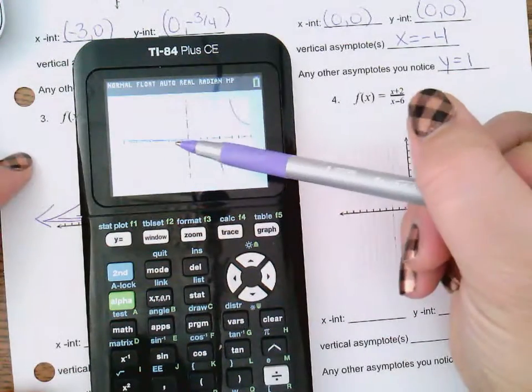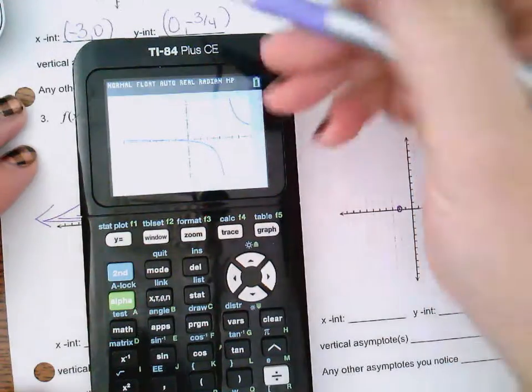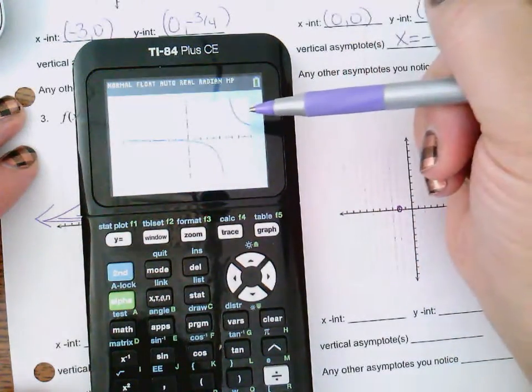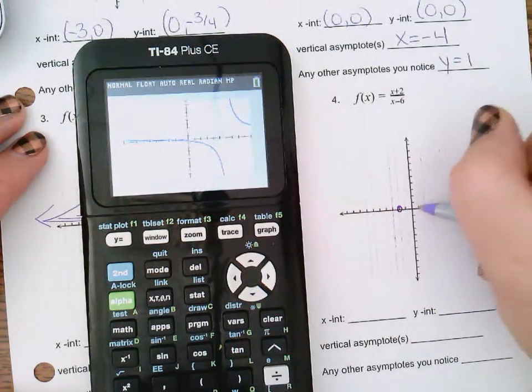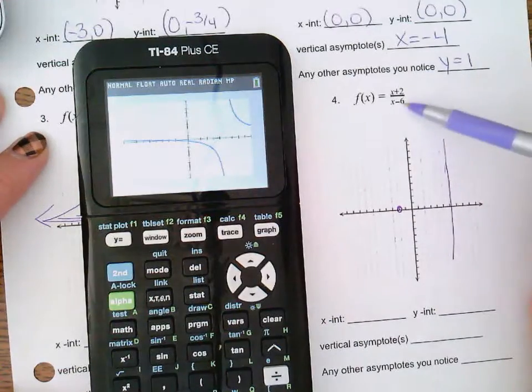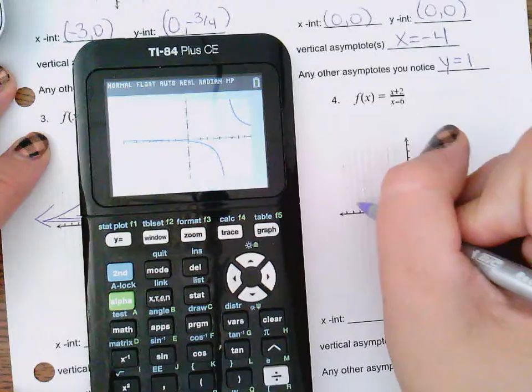Let's see, it looks like its x-intercept is at negative 2. And halfway in between, 1, 2, 3, 4, 5, 6. So 1, 2, 3, 4, 5, 6. Makes sense, right? Because 6 minus 6 is 0. So it makes sense that this would be undefined at that point.